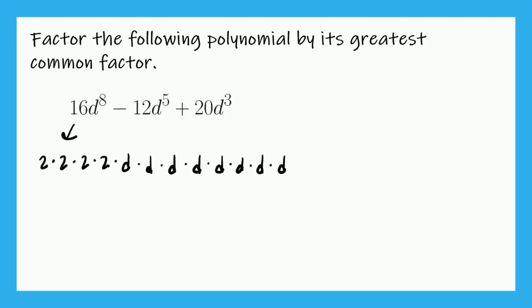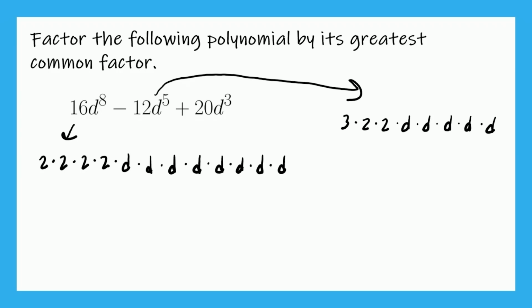Okay, good. Now let's completely factor positive 12d to the 5th. And then, like I said, the negative will come later. So 12 is 4 times 3, and 4 is 2 times 2. So 12 as a prime factorization is going to be 3 times 2 times 2. There's 12. And then d to the 5th is d times d times d times d times d, right?